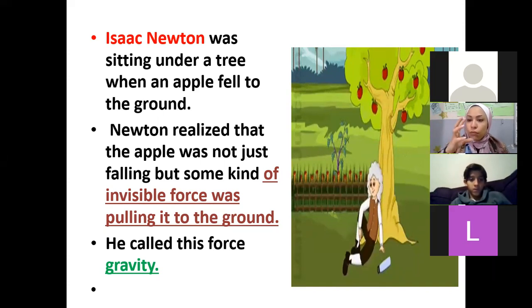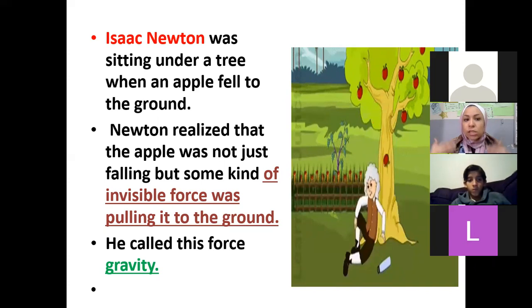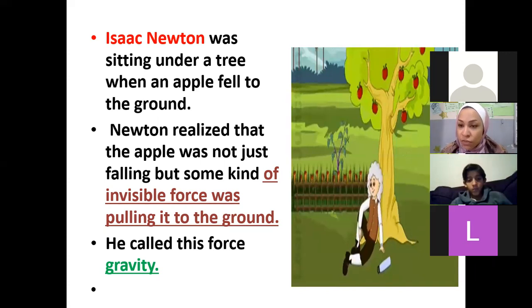Why didn't it fly to the left, or to the right, or just go up? Why specifically did it fall down? And this is when he realized that there is an unseen force, a force that we cannot see, that is actually pulling everything towards the ground. Okay? So there is an invisible force pulling things to the ground. So he called it gravity, the gravitational force. And this is the story of discovering what we call the gravitational force.